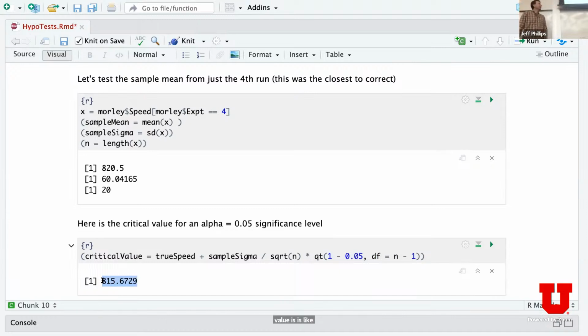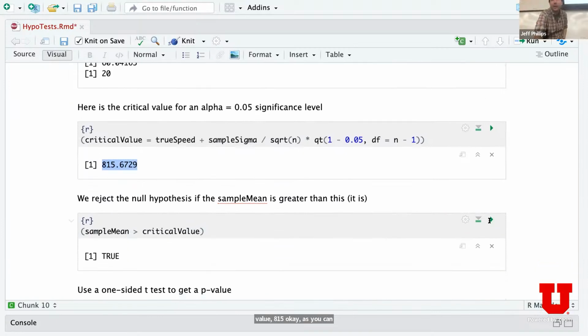So if this test was actually observing something representative of the true speed of light with some noise, but unbiased noise, then 95% of the time it should not have been larger than this value, 815. As you can probably put together already, we then tested the sample mean. Is it larger than the critical value? When it is, 820 is bigger than 815. So what should we do with the null hypothesis? What does this mean?